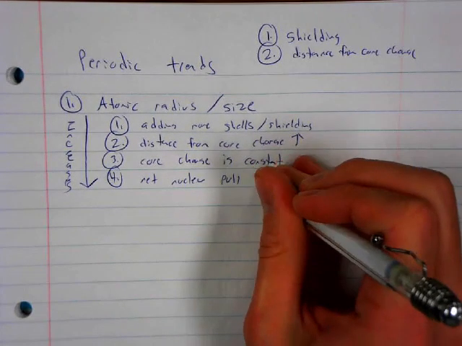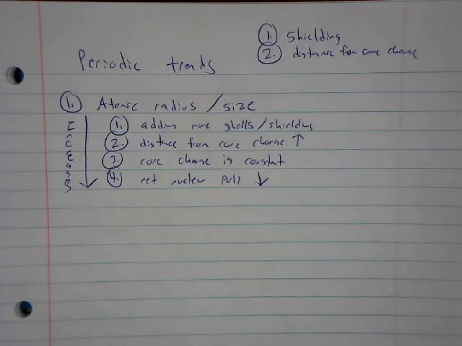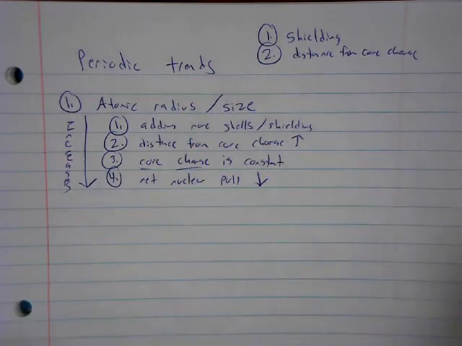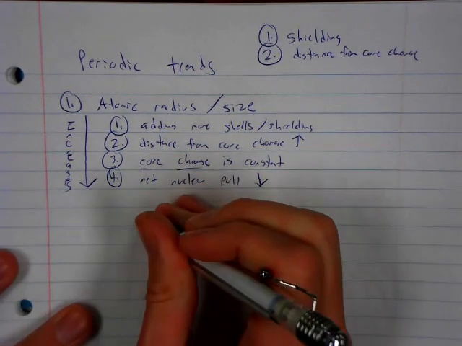All right, the core charge is constant. So if the core charge is staying constant, that means my net nuclear pull is going down. And if it's going down as I go down the group, what are my electrons going to be able to do? Expand. So core charge is constant. We're going to talk about what core charge is next week, but just know that that's not changing. Essentially, there's a calculation to take your inner electrons and subtract your valence electrons, and it's the same.